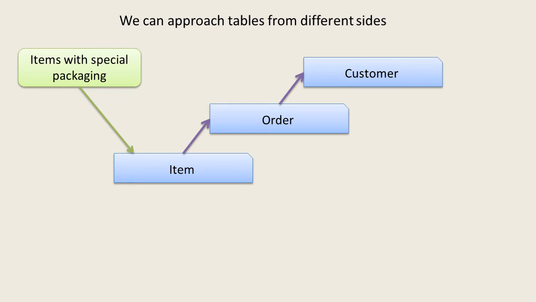And as you can see, we now start actually from the bottom. In the previous query, we started from the top. Our top level was customer. In this query, we start in the opposite direction. We start from item.